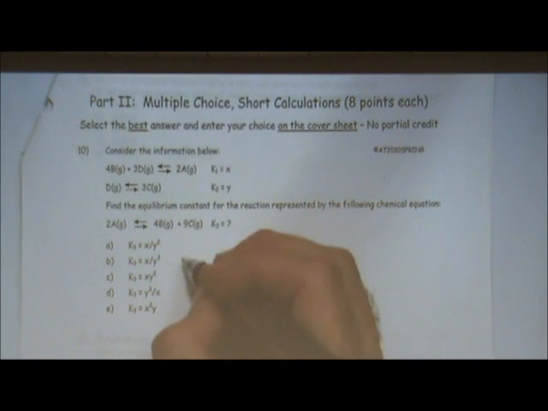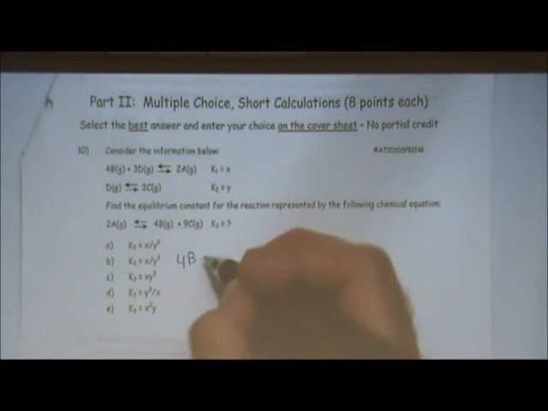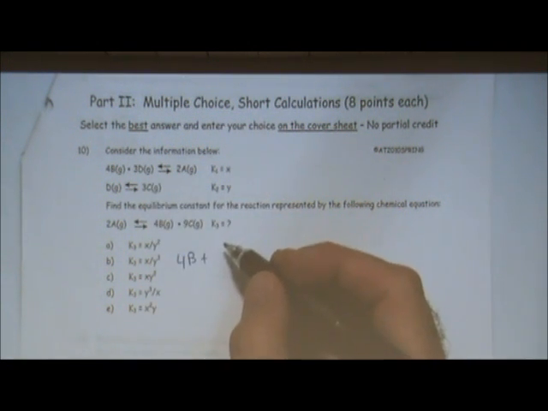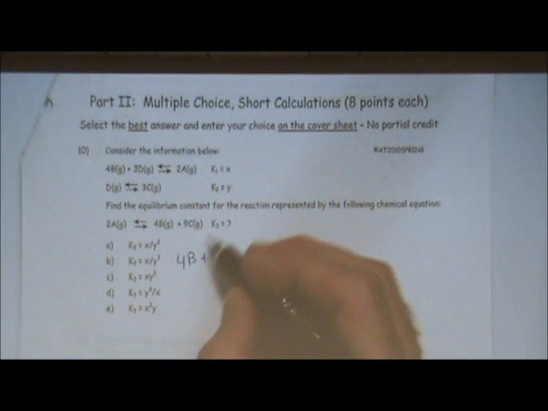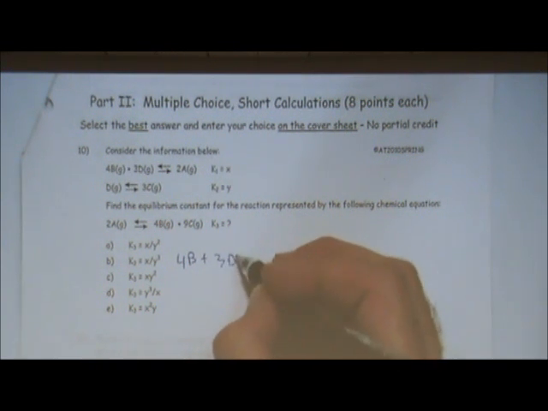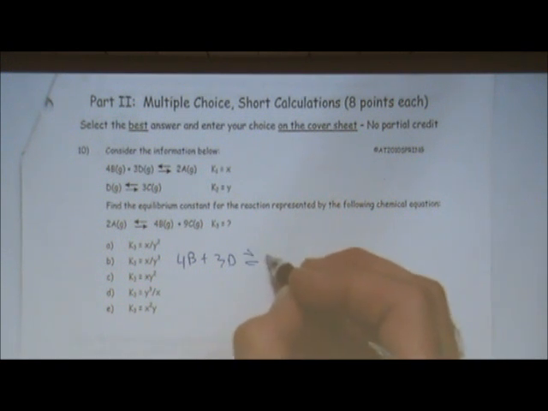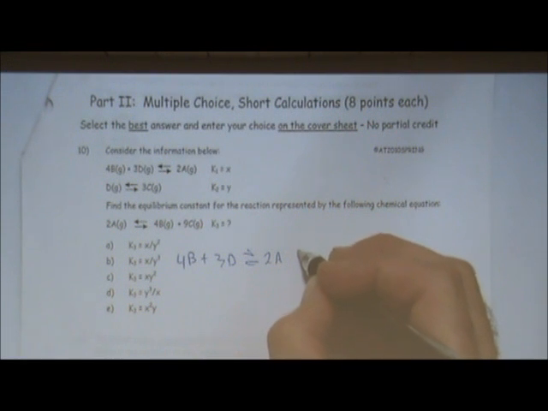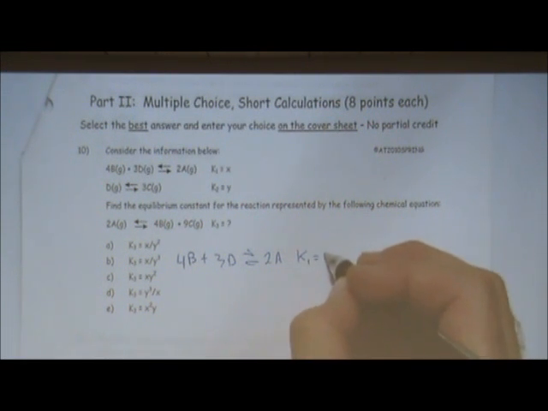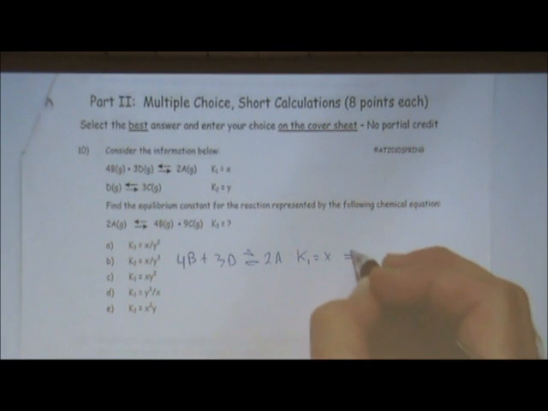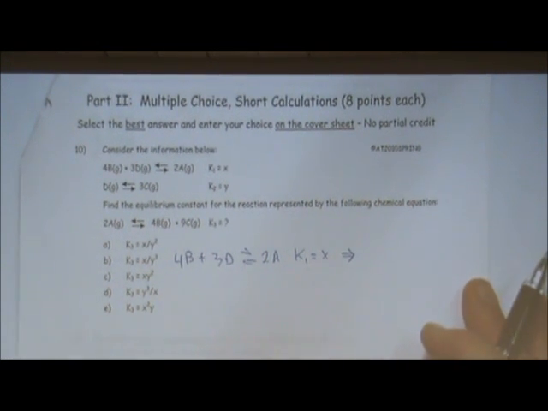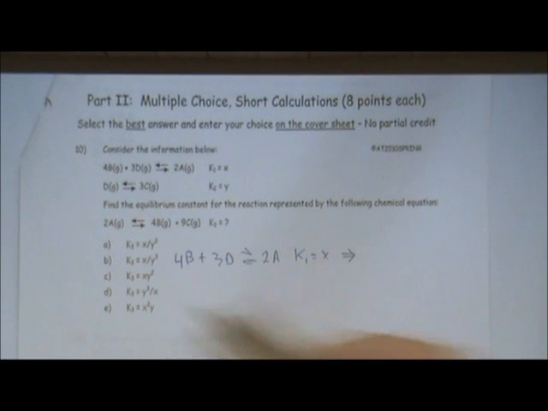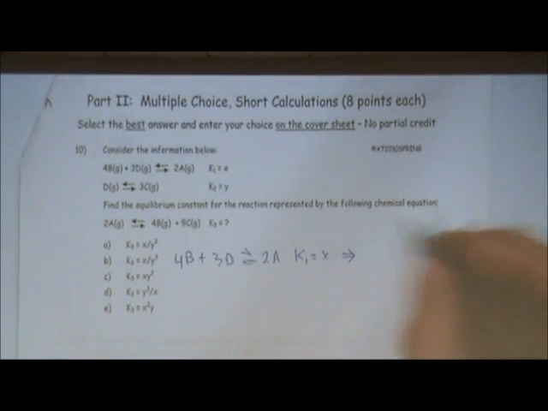go from the first equation. We don't need to carry the physical states, wasting time. It's not necessary for this kind of problem. 4B, 3D in equilibrium with 2A, and has an equilibrium constant of K1 is equal to x. We see that we need to reverse the equation so we can have the 2A on the left. That's what we need. Okay, so we reverse it.